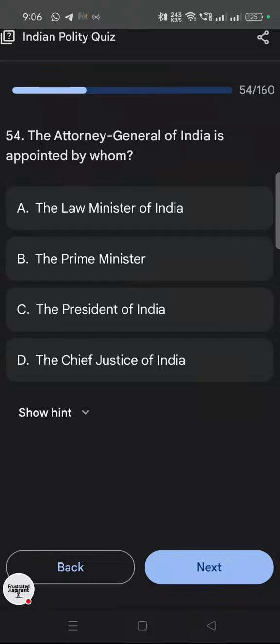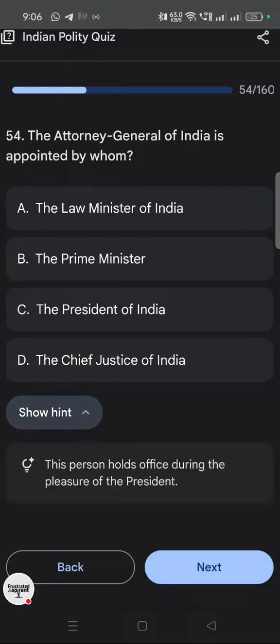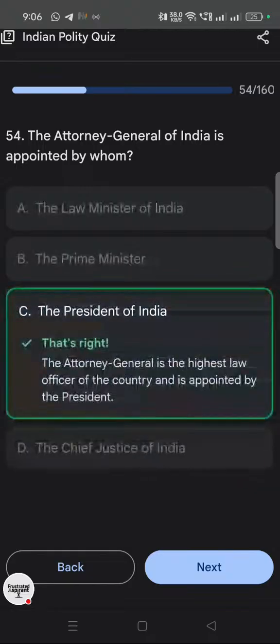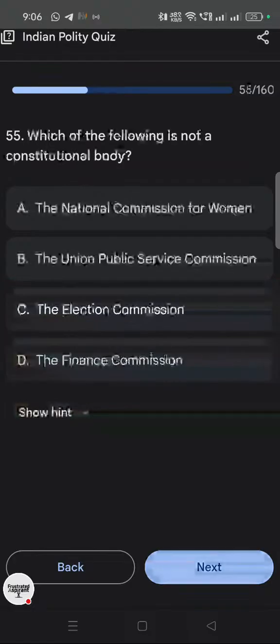Attorney General of India is appointed by whom? The Chief Justice of India, the President of India, the Prime Minister or the Law Minister? The President. The Attorney General is the highest law officer of the country and is appointed by the President.